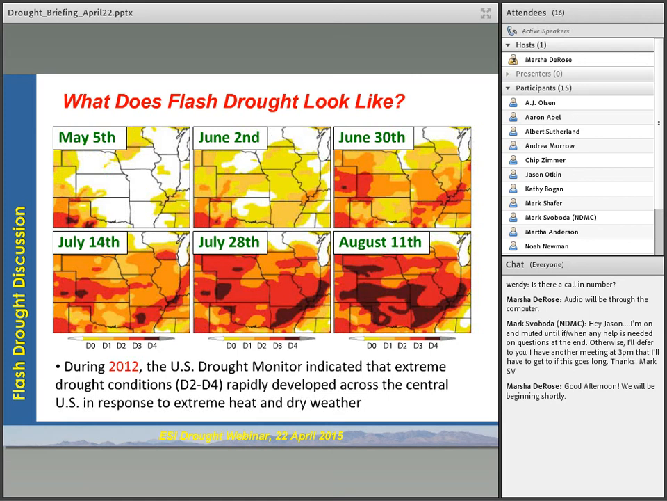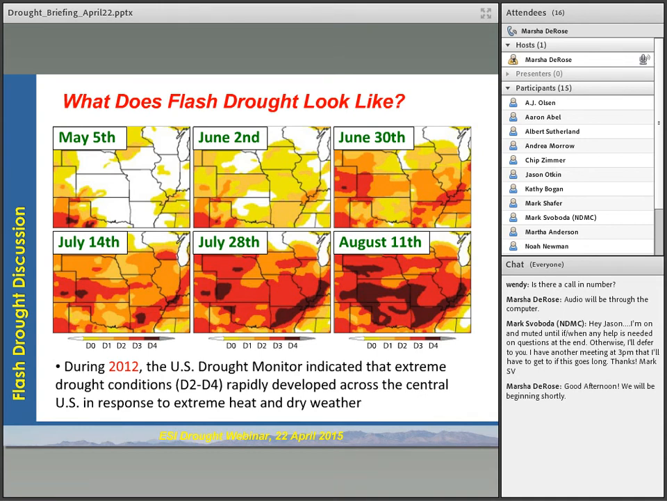Next slide, please. This slide shows the flash drought event that impacted the central United States during 2012. As you can see in the top left panel, conditions were generally good across most of the region at the beginning of May. However, dry weather caused drought conditions to begin to intensify by the first week of June. Exceptionally hot and dry weather then developed across the region during June and persisted until the middle of August, which then contributed to flash drought conditions being able to rapidly develop.